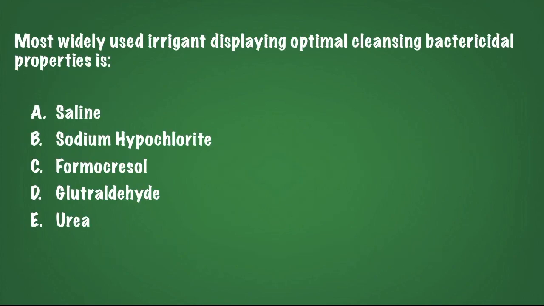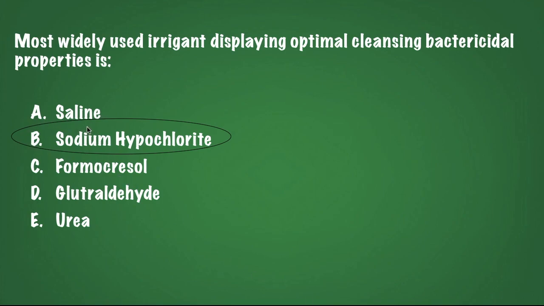The most widely used irrigant displaying optimal cleansing and bactericidal properties is saline, sodium hypochlorite, formocresol, glutaraldehyde, or urea. If you're attempting this question, go ahead, pause the video, think about it, and answer in your mind. If not, let's continue. The correct answer is sodium hypochlorite. Now, sodium hypochlorite is the most effective antimicrobial irrigant.